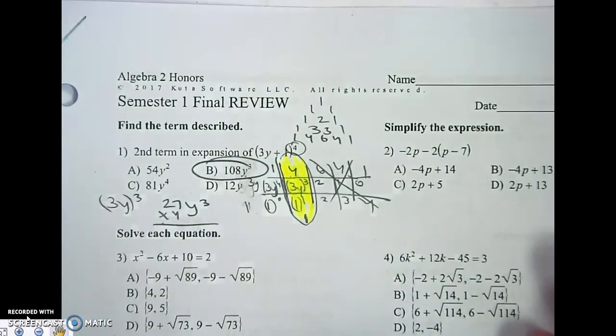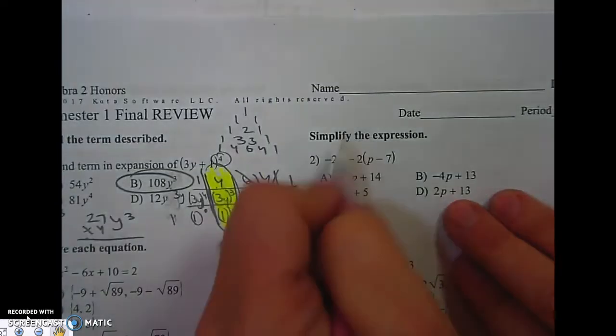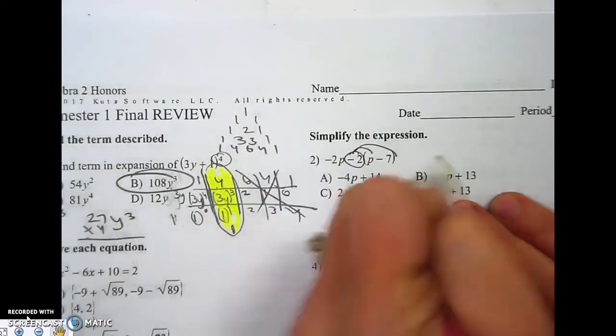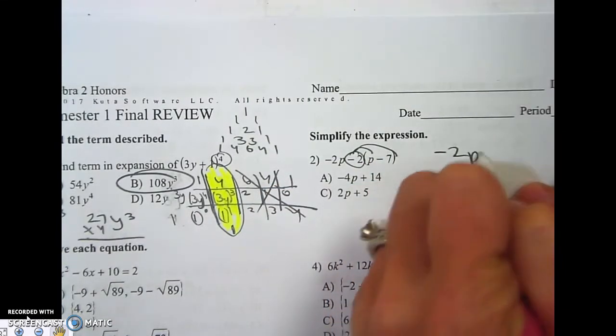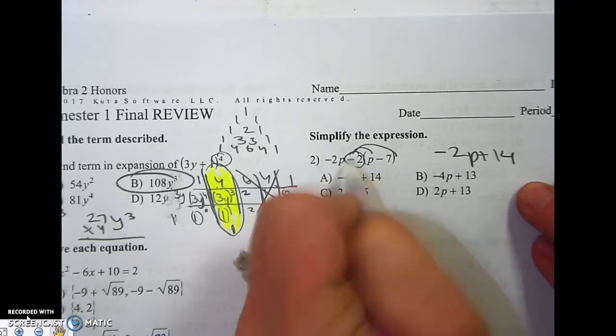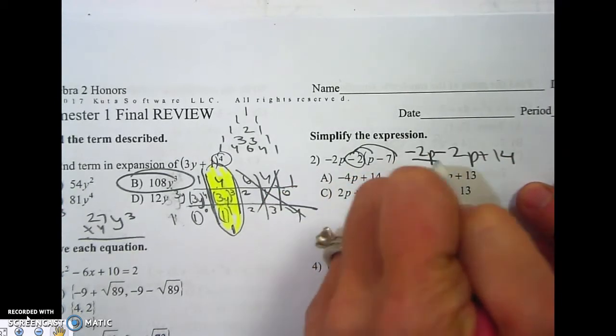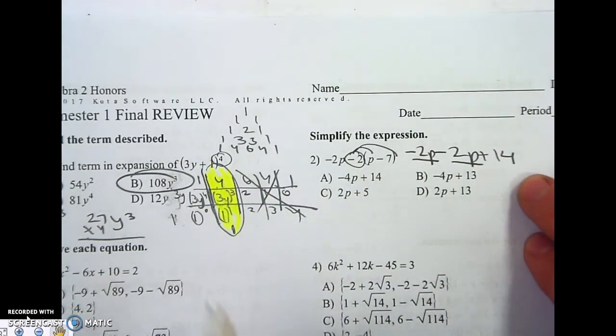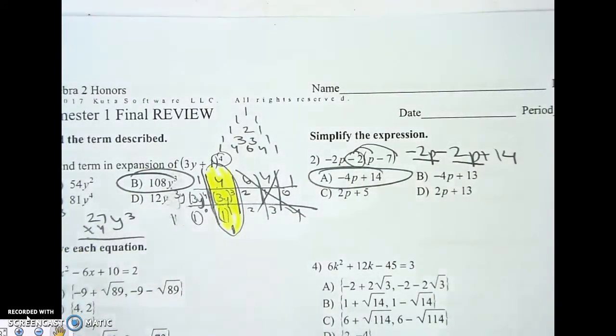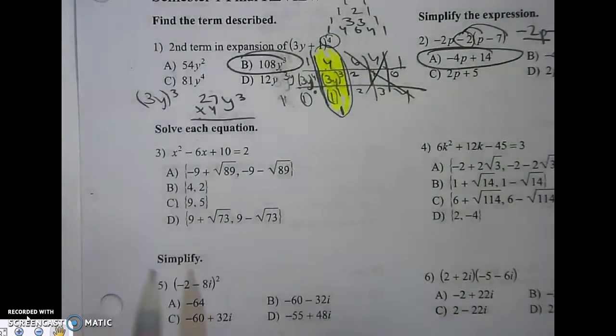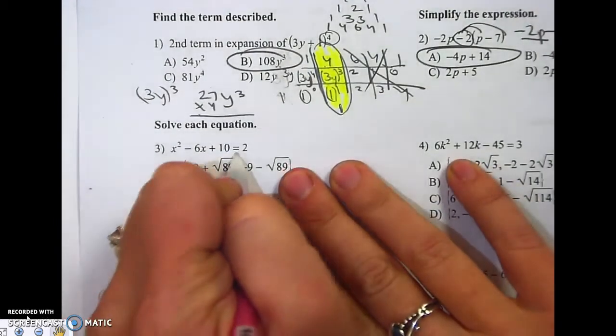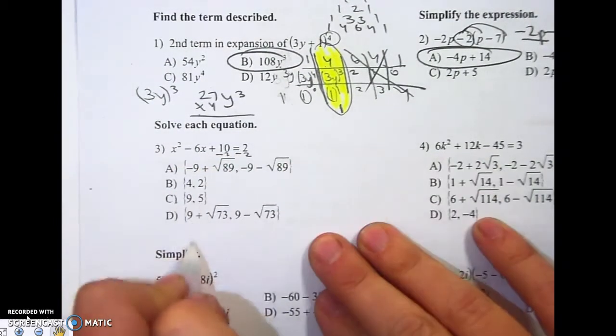B. Number 2. I'm going to be distributing. Careful, it's really easy to make silly mistakes. And then we have another negative 2p here. Negative 2p and negative 2p is negative 4p plus 14. A is the answer.